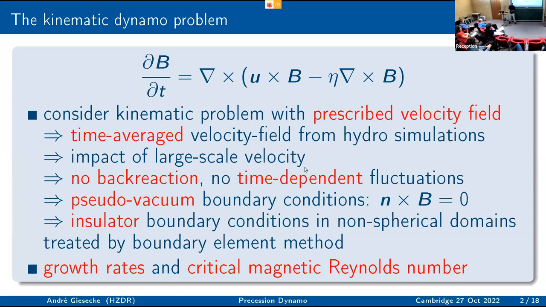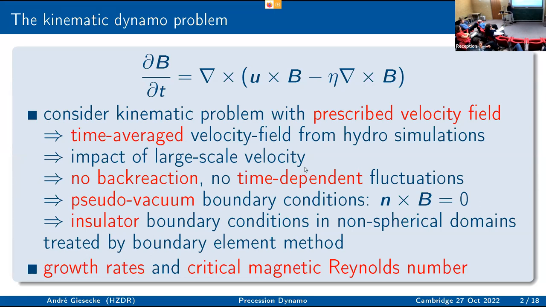I just wanted to refer to the impact of electric and magnetic boundary conditions and how we relate to the kinematic dynamo problem. So we have a prescribed velocity field, which can be some time-averaged velocity field or some analytical velocity field. Ignore any back reaction, no time-dependent fluctuations for the velocity field. And in that case, this problem is a linear problem and can be solved.